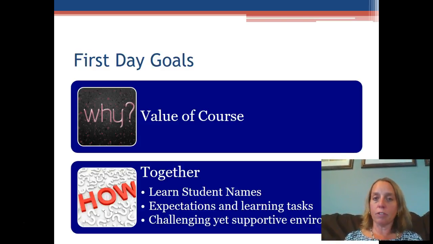We also want to use the first day to establish the expectations for what your class is going to be like and give them a sense of what kind of learning activities they're going to get to experience with you throughout the semester. In essence, we're trying to create a challenging yet supportive learning environment. That's the goal.